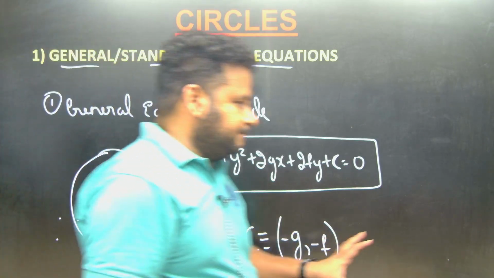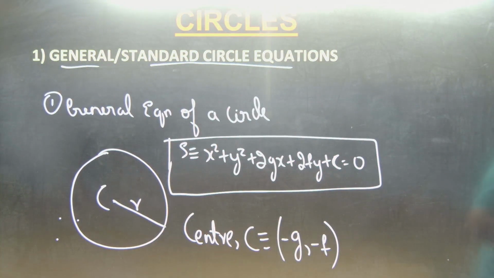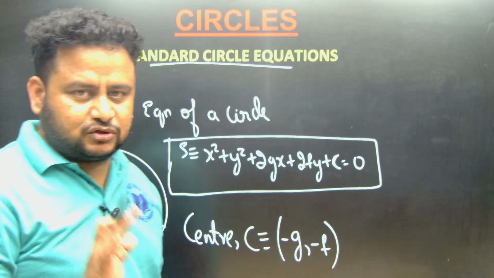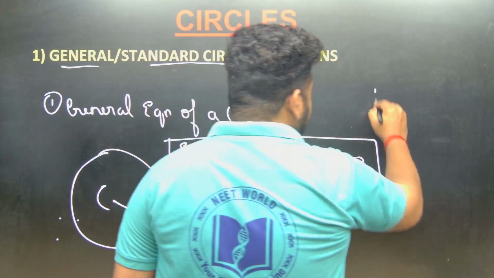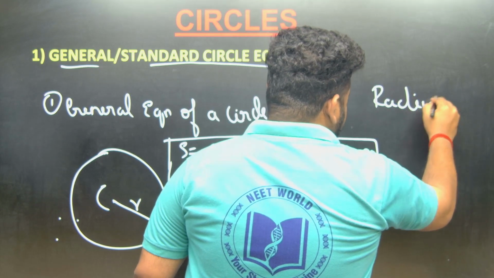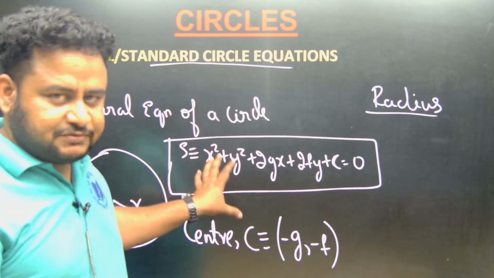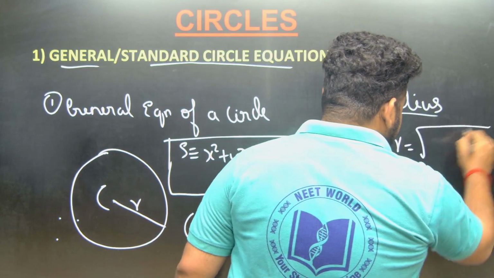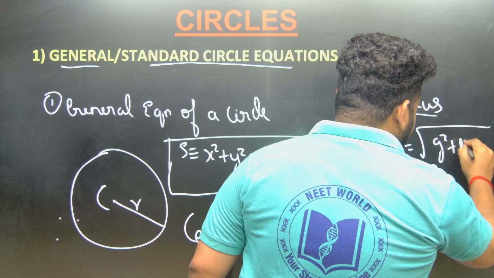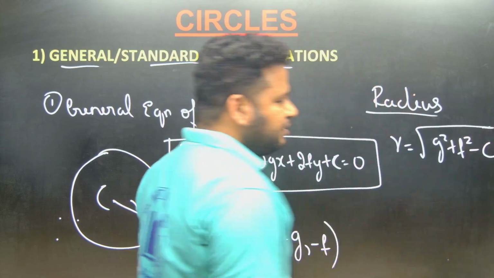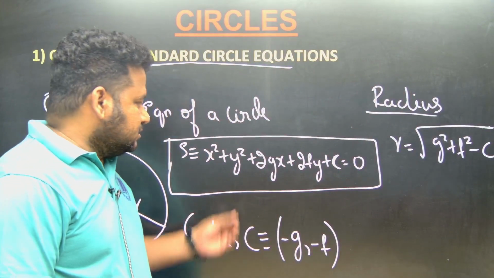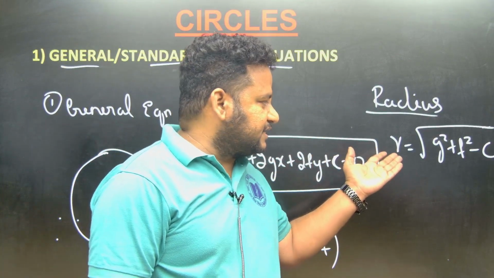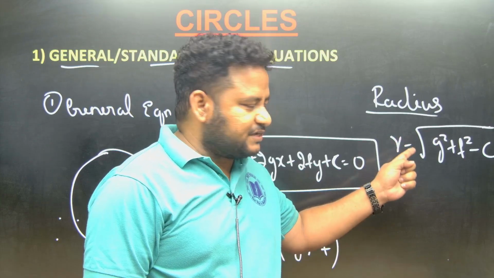Okay, clear? Now let us discuss the radius. When we talk about a circle, the first thing you should know is the center and also the radius. When the general equation is given, the radius of the circle, let me take it as small r, is given by the square root of G square plus F square minus C. So you will find G and you will find F. Radius of the circle is the square root of G square plus F square minus C.